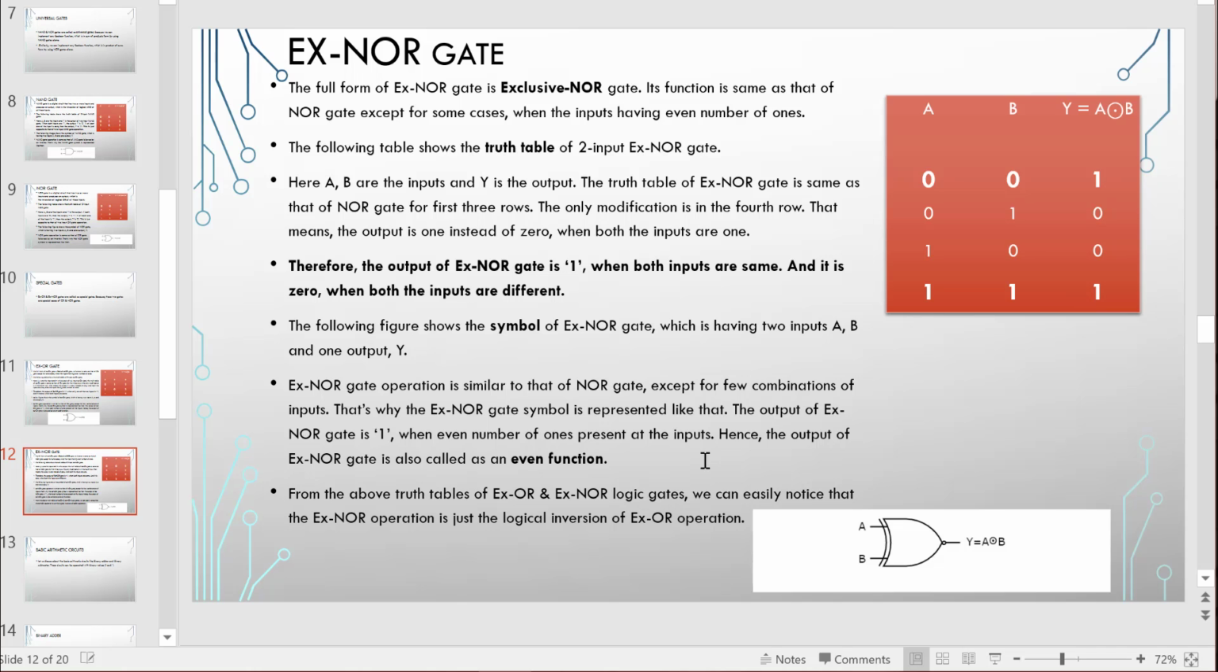How will we represent it? You have learned that you represent the NOR gate with a circle at the output side, right? So it's the same representation as the NOR gate with the line on the input side, which represents the exclusive side of the NOR gate, right? So the point is that the output of the exclusive NOR gate is 1 when both inputs are the same, and it is 0 when both inputs are different, right?